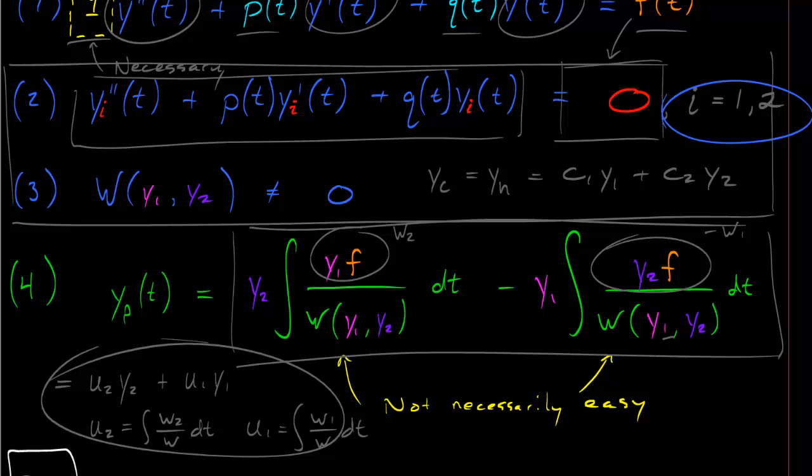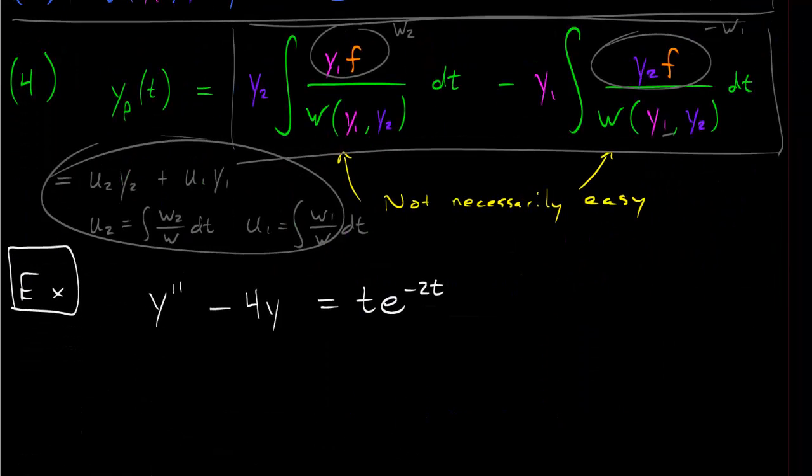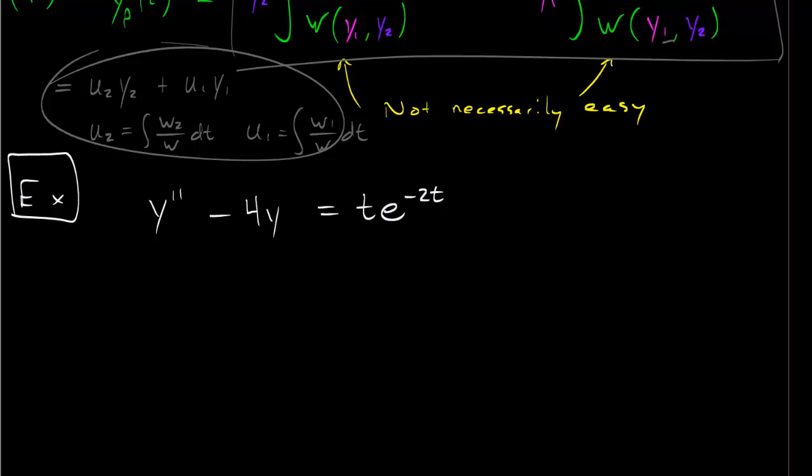Okay, so let's give it a try. Take an example like y double prime minus 4y is equal to t e to the negative 2t. The way that we start this is by looking at the homogeneous part of the differential equation. We're going to take just this left-hand side, y double prime minus 4y, and make that equal to 0. And we're going to solve this differential equation. In fact, we're going to find the general solution to this differential equation.